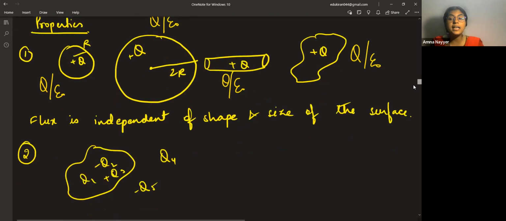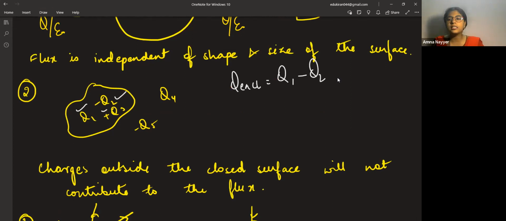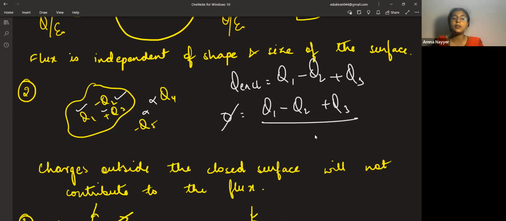When I say enclosed, suppose these are the charges present. You will consider the net charge enclosed: it will be Q1, you will include this minus Q2, you will include this plus Q3. You won't include these two because they are not enclosed, right? So what will be your flux? This will be Q1 minus Q2 plus Q3 divided by epsilon naught. Though the other charges are present, you will not consider them.